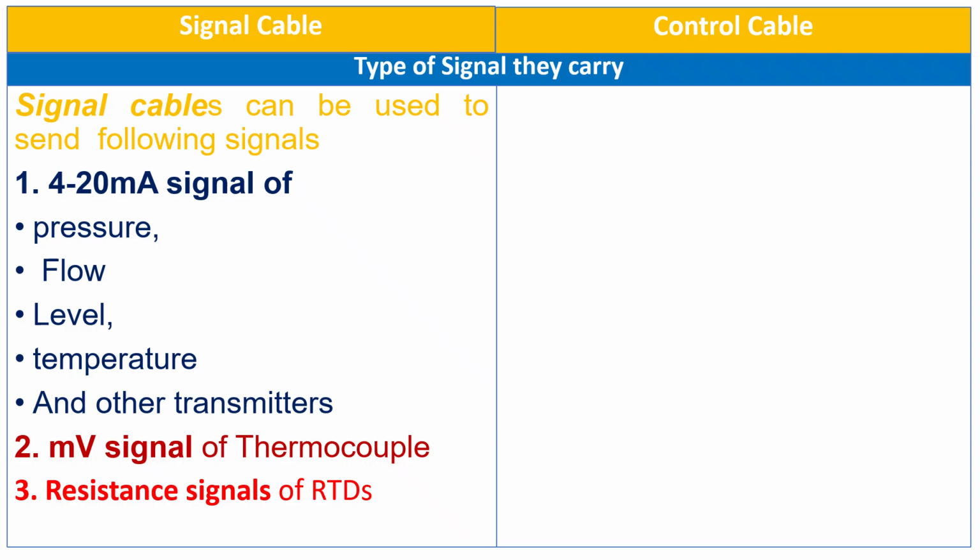In instrumentation system, the signal cable can be used to send the following signals. Number 1, 4 to 20 mA signal of pressure, flow, level or temperature transmitter and other transmitters. Second, millivolt signal of thermocouples, and third, the resistance signal of RTD.